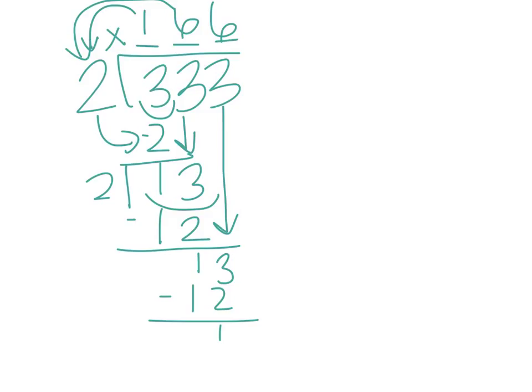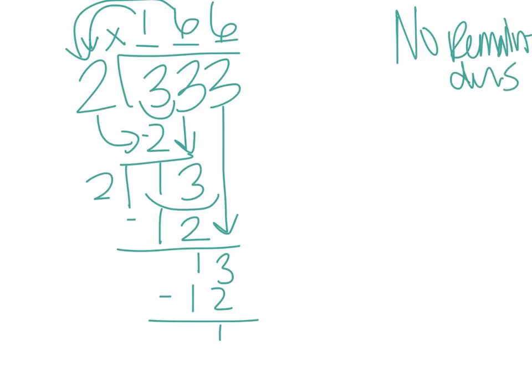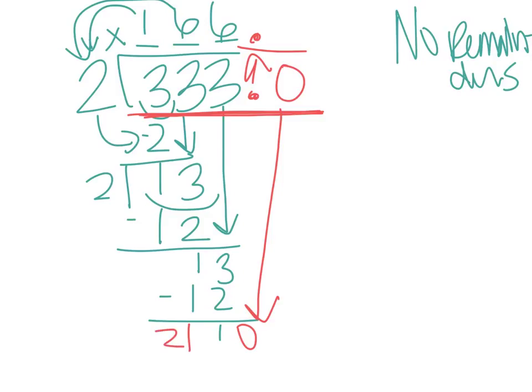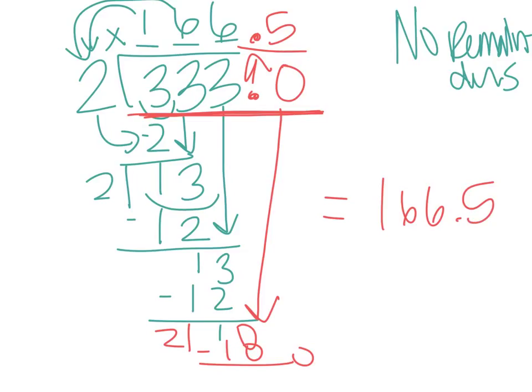So now we have a remainder. No remainders. We cannot have remainders. We want to instead turn it into a decimal. And you want to make sure that it's the dividend that you turn into the decimal. So the decimal floats to the top. You bring the 0 down and you divide again. So 2 into 10 is 5. And you're done, because you have no remainder. So in this case, your answer is 166 and 5/10.